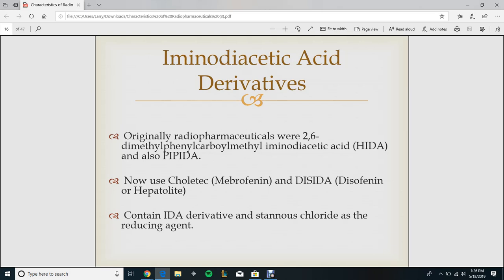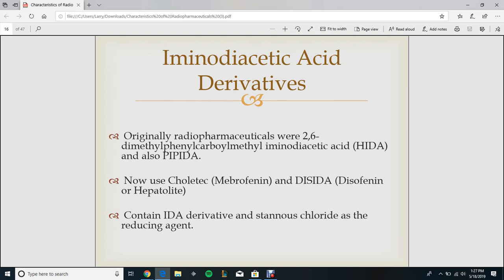Aminodiacetic acid derivatives. Originally, radiopharmaceuticals were 2,6-dimethylphenylcarbamoylmethyl aminodiacetic acid, which is HIDA, and also PIPIDA. So, I'm going to try this again.